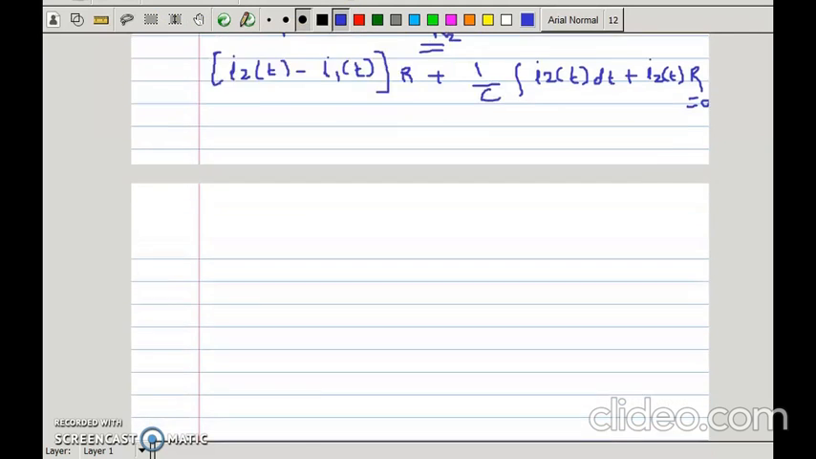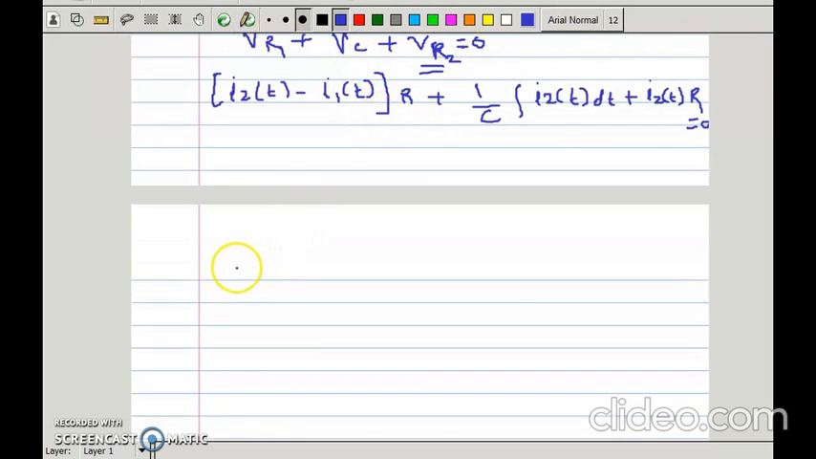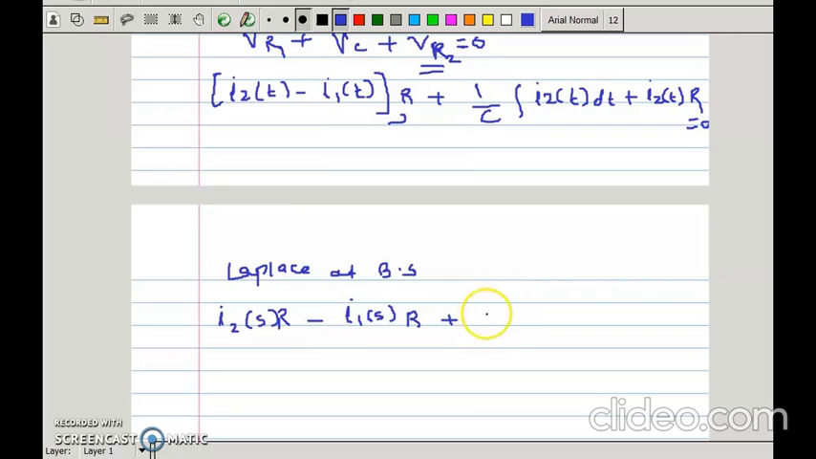Now, can we apply Laplace here? So we put Laplace on both sides. Once we apply Laplace on both sides, we multiply this R inside the bracket. What happens? It is I2 of S R minus I1 of S R plus 1 upon C as it is, and the Laplace of the integration is 1 upon S, I2 of S, plus I2 of S R equals 0.